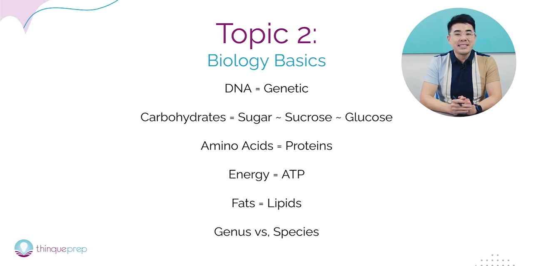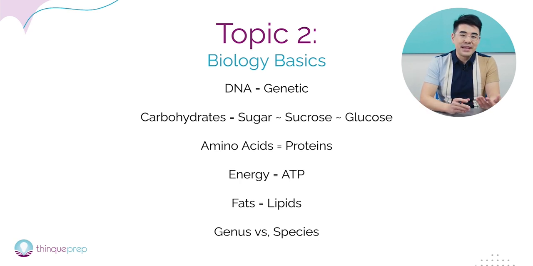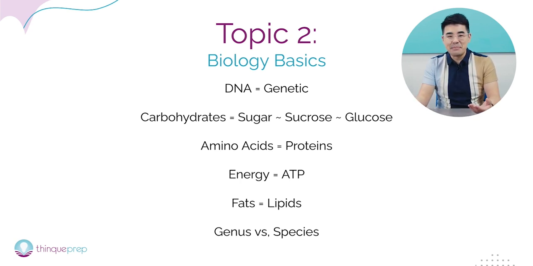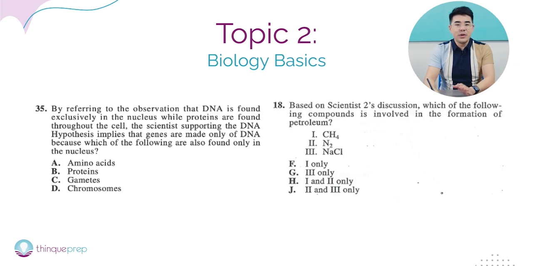We have amino acids. I've seen this a lot on the test for whatever reason. Amino acids are a type of protein. And then we also have fats. The biological term for fats is lipids. And the other thing you do need to know for this test is the difference between genus and species. So then a few questions so you can see what's going on here.